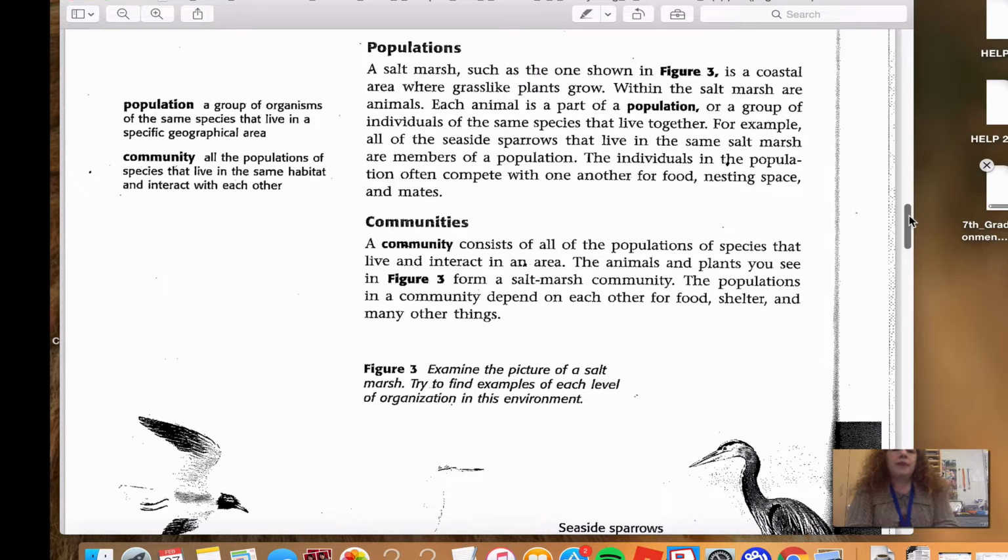Populations. A salt marsh, such as the one shown in Figure 3, is a coastal area where grass-like plants grow. Within the salt marsh are animals. Each animal is part of a population, or a group of individuals of the same species that live together. For example, all of the seaside sparrows that live in the same salt marsh are members of a population. The individuals in the population often compete with one another for food, nesting space, and mates.